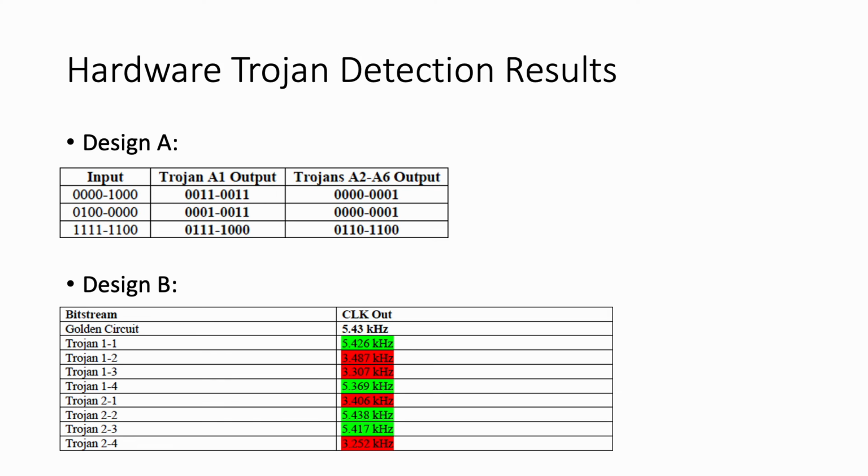For design A, my set of 16 different inputs only had 3 that would trigger all 6 of the Trojans, albeit with different outputs. And for design B, the expected output clock signal was found to be in the 5 kHz range. Every Trojan file was then tested to see if the Trojan was active. It was determined that if the output clock signal was in the 3 kHz range, then the Trojan was present.